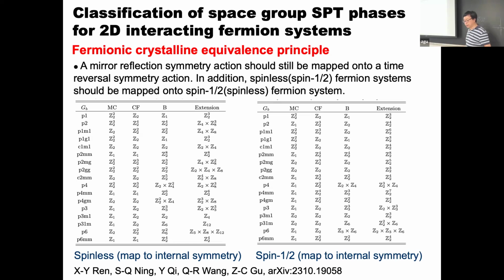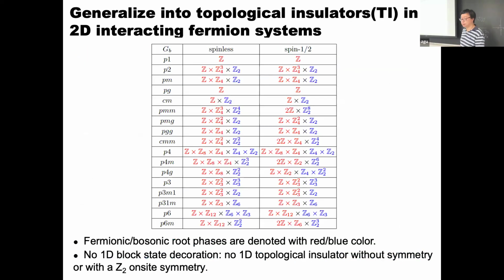But now we can also generalize this into 3D. But 3D, of course, is slightly more complicated. Before showing the 3D result, I can briefly talk about the topological insulator. This calculation is also very similar. You just put some additional U1 internal symmetry and do the decoration again. You get a very similar result.